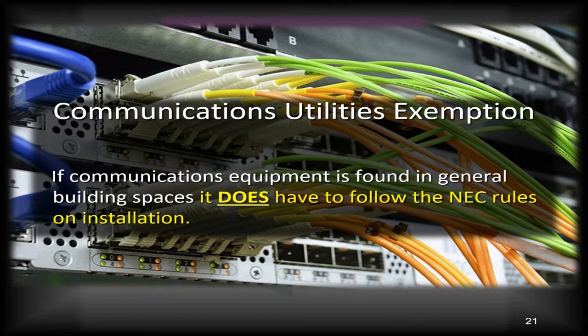Now its communication equipment is found in general building spaces. So now we've got regular communication equipment. This is 90.2(B)(4). And it's found in regular old building spaces. It absolutely has to follow the NEC rules on the installation practices. And of course, a lot of those are going to be found in Chapter 8.